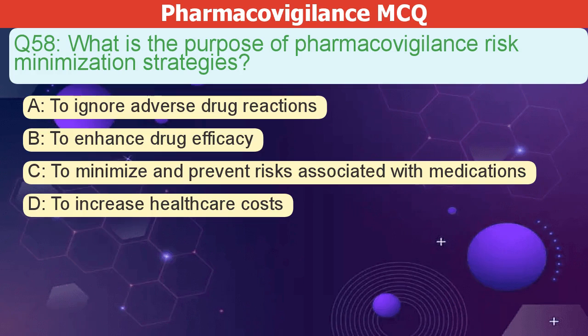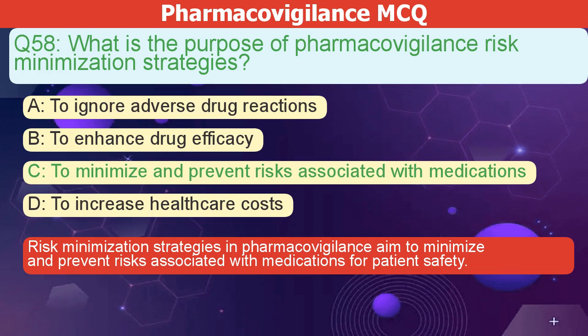What is the purpose of pharmacovigilance risk minimization strategies? A. To ignore adverse drug reactions. B. To enhance drug efficacy. C. To minimize and prevent risks associated with medications. D. To increase healthcare costs. The correct answer is C. Risk minimization strategies in pharmacovigilance aim to minimize and prevent risks associated with medications for patient safety.